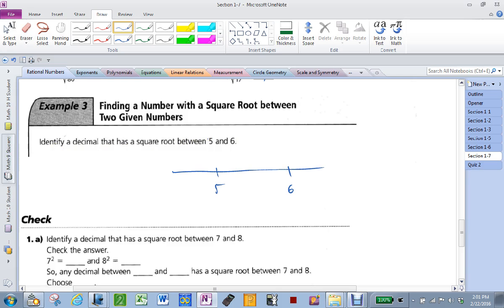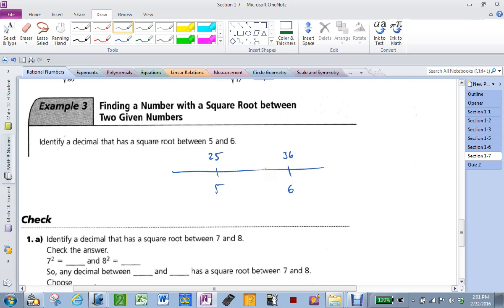So what is the square of 5? 25. What is the square of 6? 36. Thank you! It's not as easy as you think.